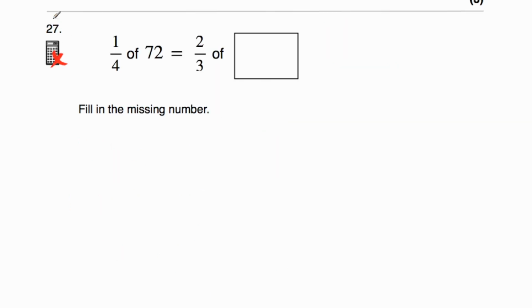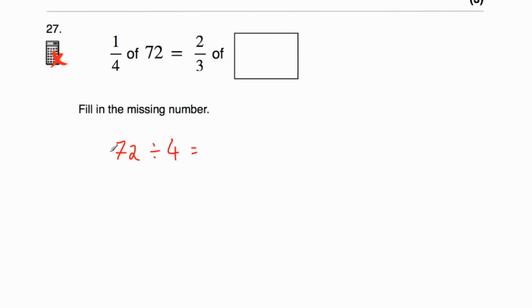And that's it. Okay, let's have a look at our next question, question number 27. So question number 27 says a quarter of 72 equals 2/3 of blank, and we've been asked to fill in this missing number. So let's start off by working out a quarter of 72. So let's take our 72, and to find a quarter of something, we divide by 4. And to divide by 4, we can half it and half it again.